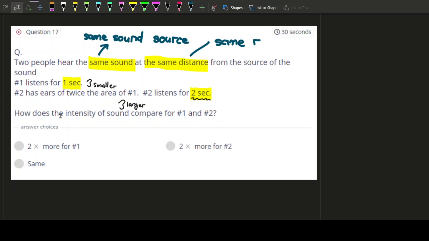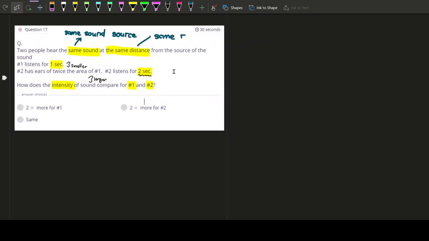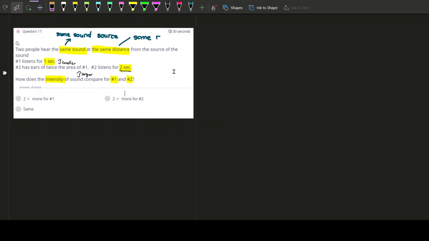So now they ask for the intensity of the sound. It's again intensity of the sound. Then you want to compare between person number 1 and person number 2. So I1 and I2. Okay. So let's try to solve the question then. Please be very clear that when we talk about intensity, we talk about power per unit area.